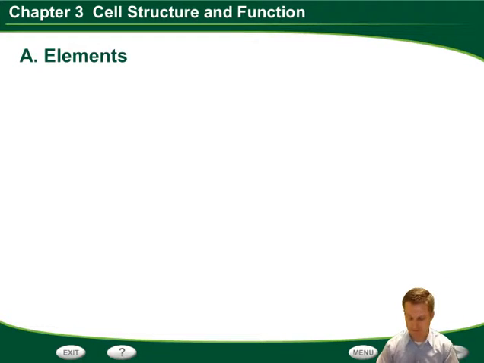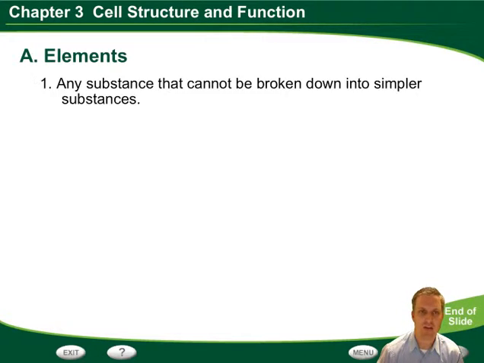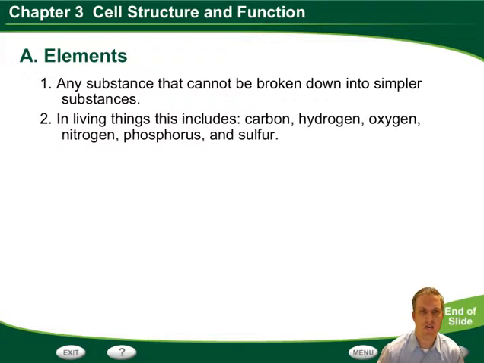Let's jump right in. First of all, we need to define what is meant by the term elements. Of course, if you think of the word in English, if something is elemental, it means that it's basic. It's what makes something up. When we talk about elements, we're referring to any substance that cannot be broken down into simpler substances. In living things, the different elements include carbon, hydrogen, oxygen, nitrogen, phosphorus, and sulfur.